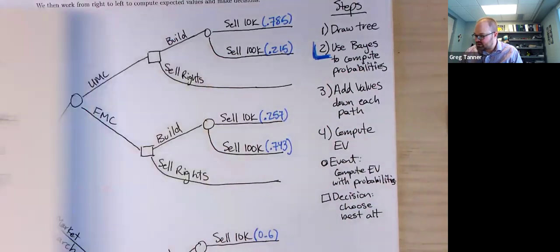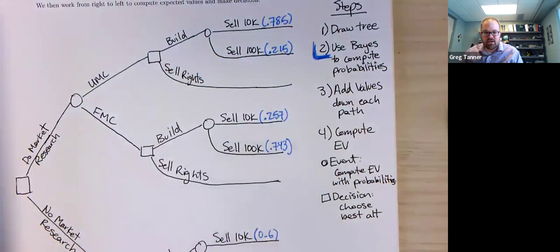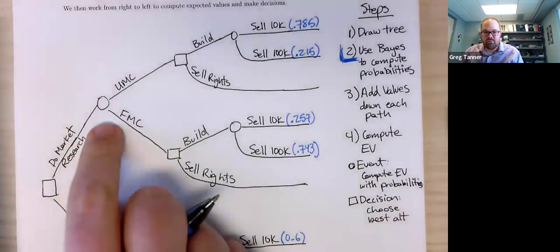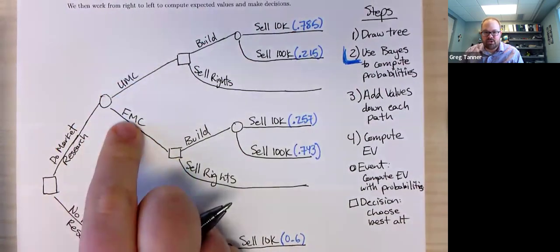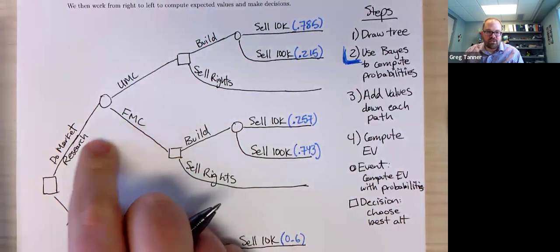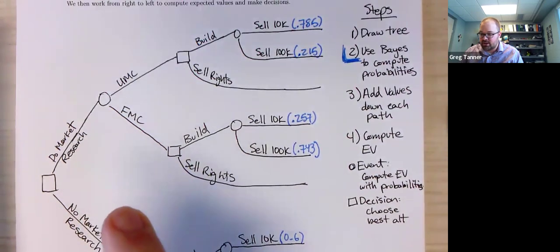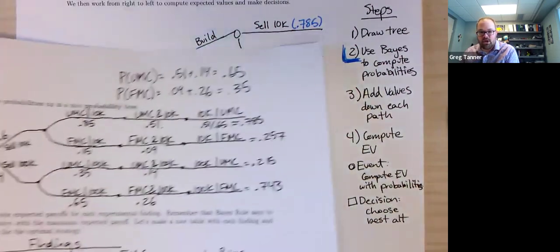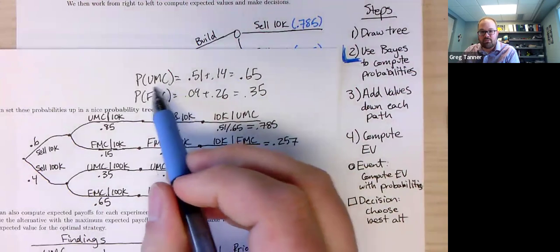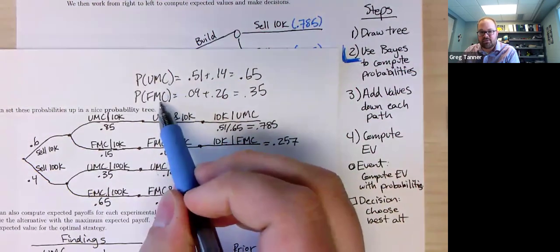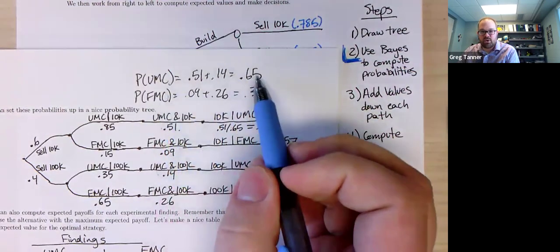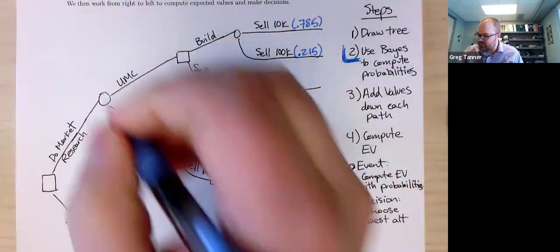Okay, so that's all of these event nodes, but I also have an event node back here where I split off between UMC and FMC. Now there's no more events further up in the line, and so they're not going to be conditional on anything. And so these ones, I want just the unconditional probabilities of UMC and FMC. And so that's going to be this 0.65 and 0.35.